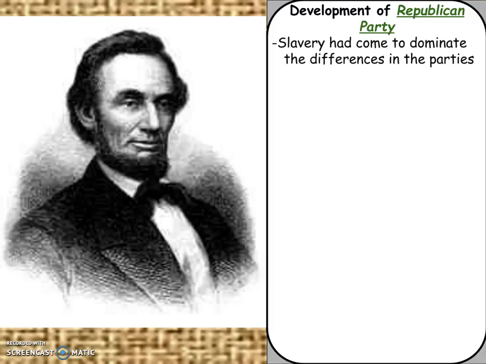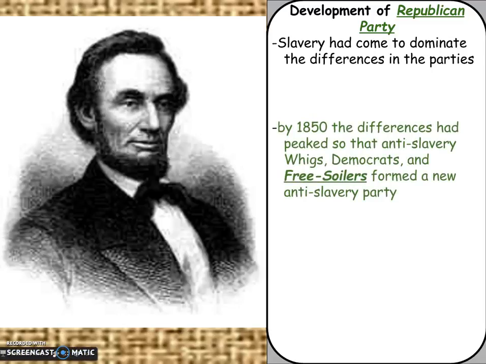The Republican Party is going to develop mostly because of the issue of slavery, because slavery had become the main issue and really highlighted the differences between most parties. In fact, the differences really just came down to where they stood. So in 1850, this whole group of anti-slavery Whigs, anti-slavery Democrats, and then free soilers. Now, your free soilers are going to be exactly what it sounds like. They just wanted the new territories to have no slavery. So that's the free soilers. They're going to form one new party, and that's going to be the Republican Party.